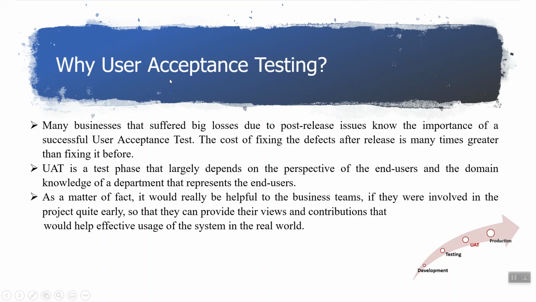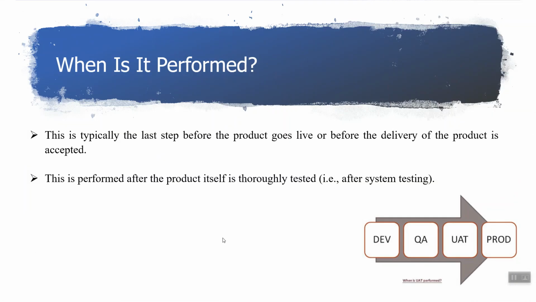As the name suggests, it is the acceptance of the testing from the user perspective. Next is when it is performed, when we do the user acceptance testing. This is typically the last step before the product goes live or before the delivery of the product is accepted. This is performed after the product itself is thoroughly tested, that is, after the system testing. In system testing, we perform the different end-to-end testing methods, and after that UAT is performed.